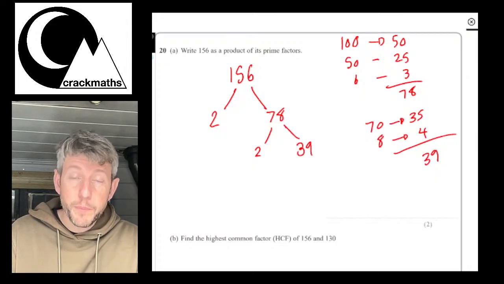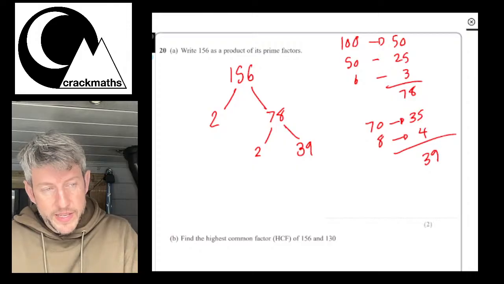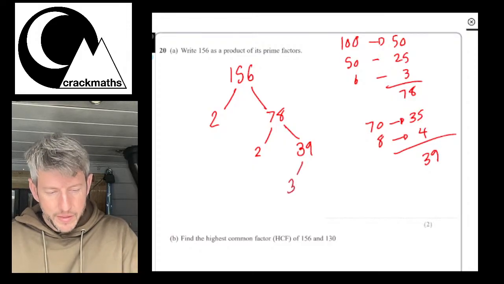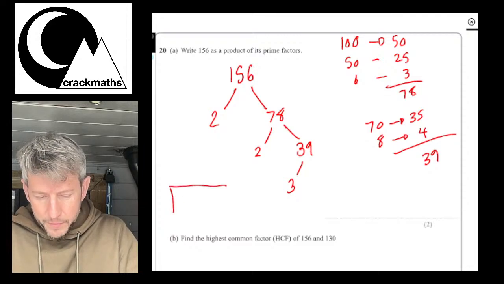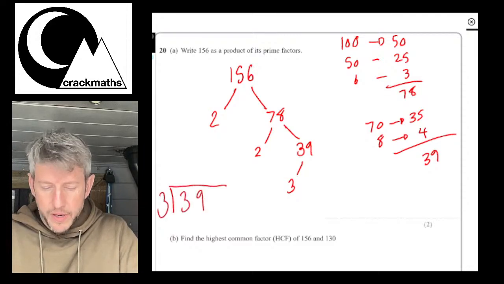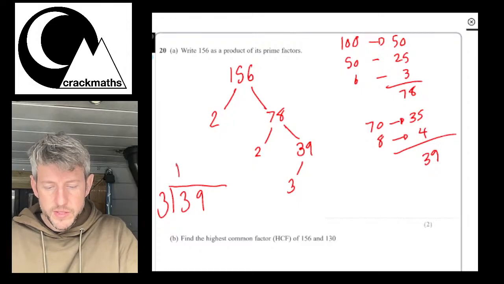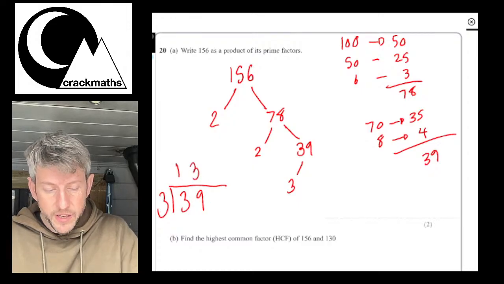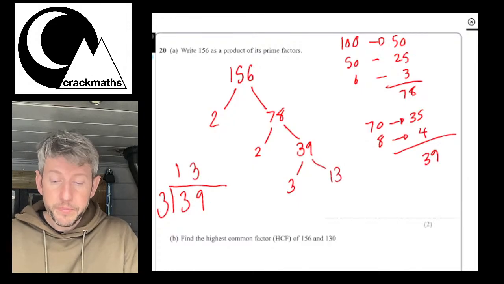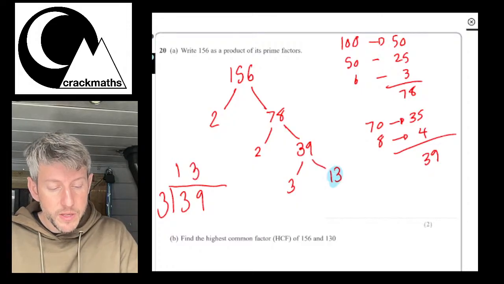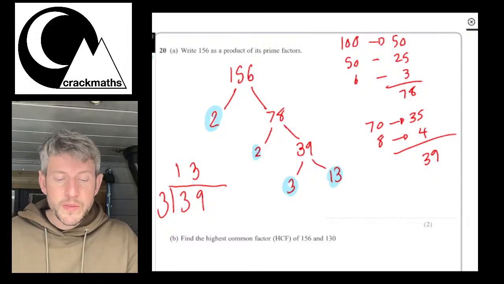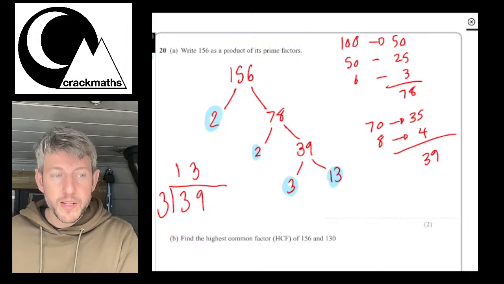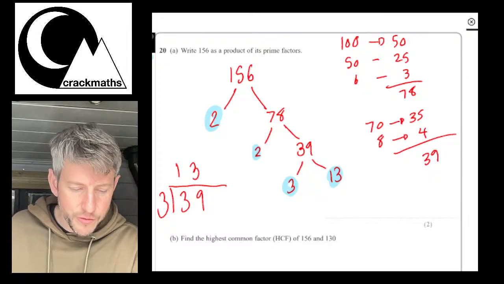39 doesn't divide by 2 because it's an odd number, but it does divide by 3. Okay, now let's just work that out if you're not sure. 39, 3. 3's into 3 goes once. 3's into 9 goes 3 times. So that's 13. Now 13 is a prime number, so we can stop here. And we've worked out all the prime numbers that multiply together to make 156.